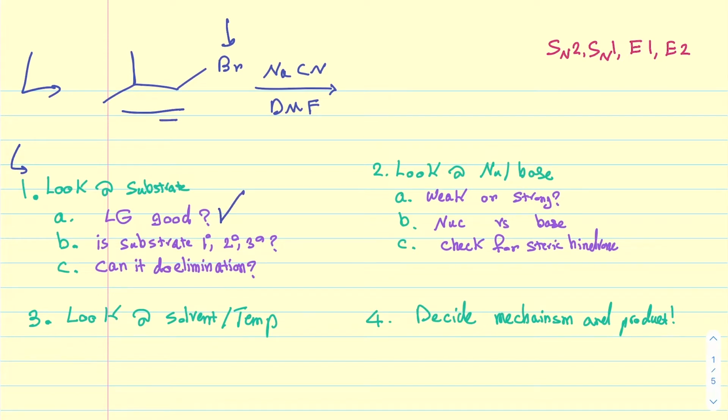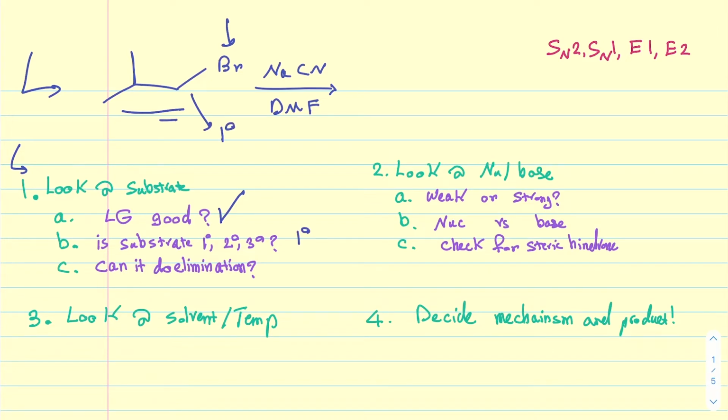And not that it affects any of these reactions any differently than it does the others, a good leaving group is necessary for SN2, SN1, E1, and E2. But if you have a poor leaving group, that might be a no reaction situation. The next thing that I want to look at is what kind of alkyl halide or substrate I have. This is a primary alkyl halide, so I have a primary substrate.